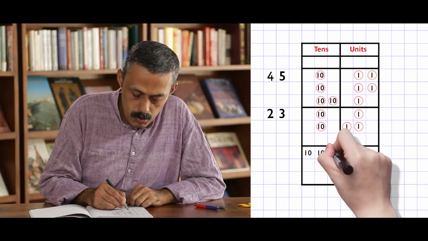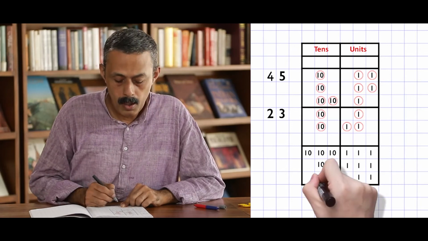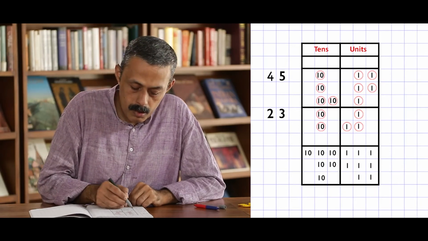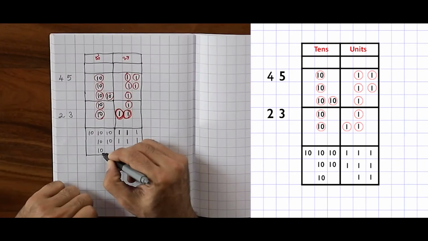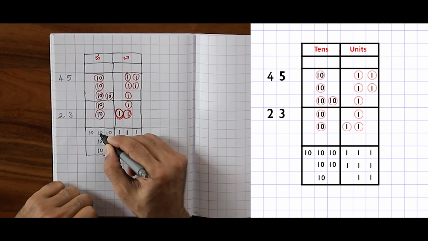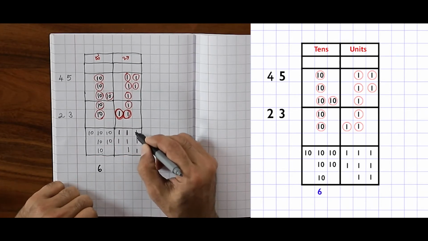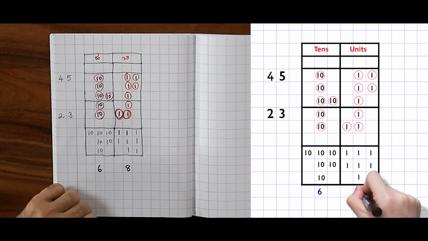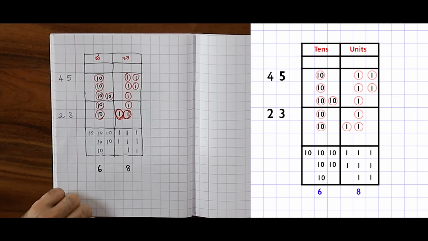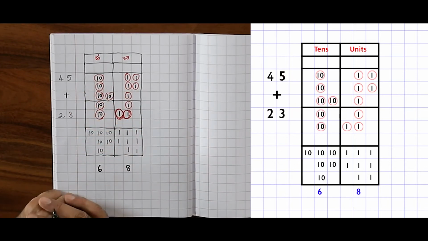1 ten, 2 tens, 3 tens, 4 tens, 5 tens, 6 tens. So, in this tens house, how many rooms are filled? 1, 2, 3, 4, 5, 6 rooms are filled. How about this one? 1, 2, 3, 4, 5, 6, 7, 8. 68 is the answer. How did we get this? We got this sum by adding 45 and 23.